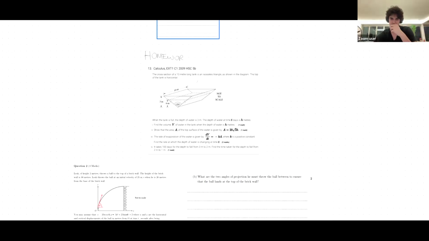Wait, I do physics, so I can just use the SUVAT equations, right? If I know them. Because the answer is s equals ut plus 1/2 times minus 9.8 t squared, right? That's for y. And then for x, s equals ut. Yep.